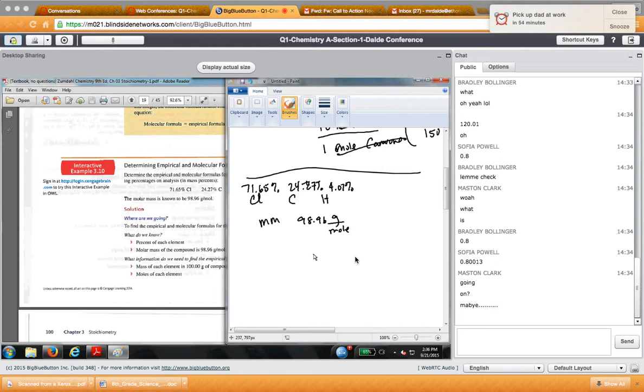If the whole thing weighs 98.96 grams per mole, how do I figure out how many grams per mole of chlorine I have in this? Do you guys know? All right, I'll just tell you. You multiply this by the percentage of chlorine, right? So, trusty calculator man, take 98.96 and multiply that by 0.7165. Take this number and multiply it by the decimal version of that percentage, so it's 0.7165.